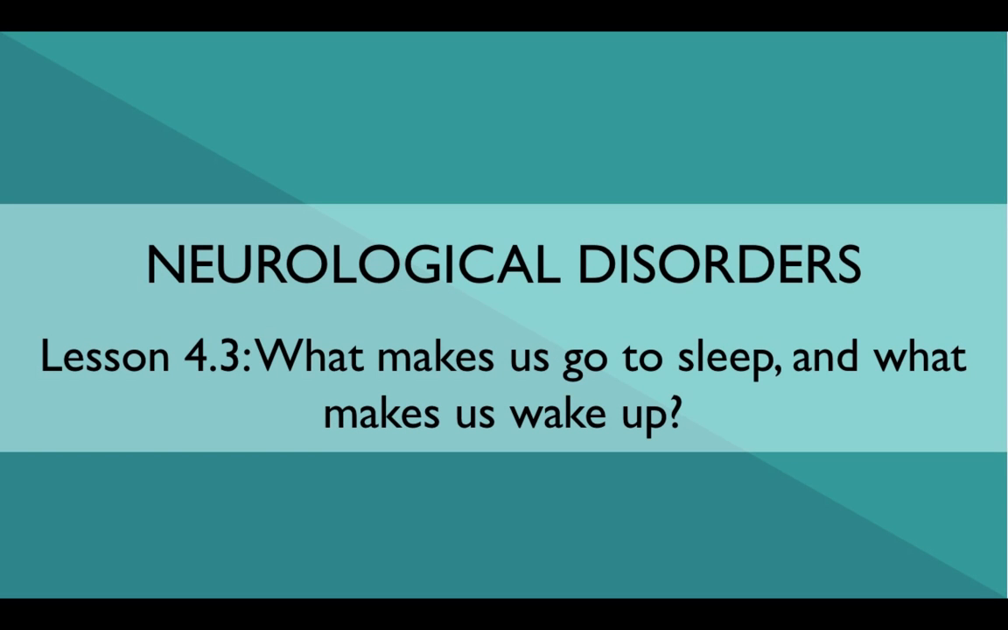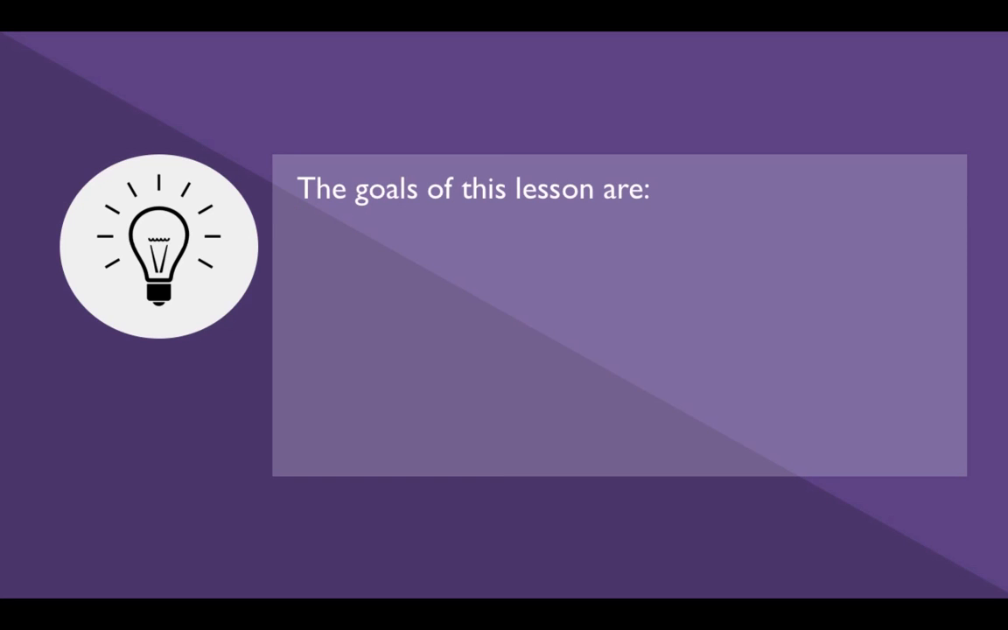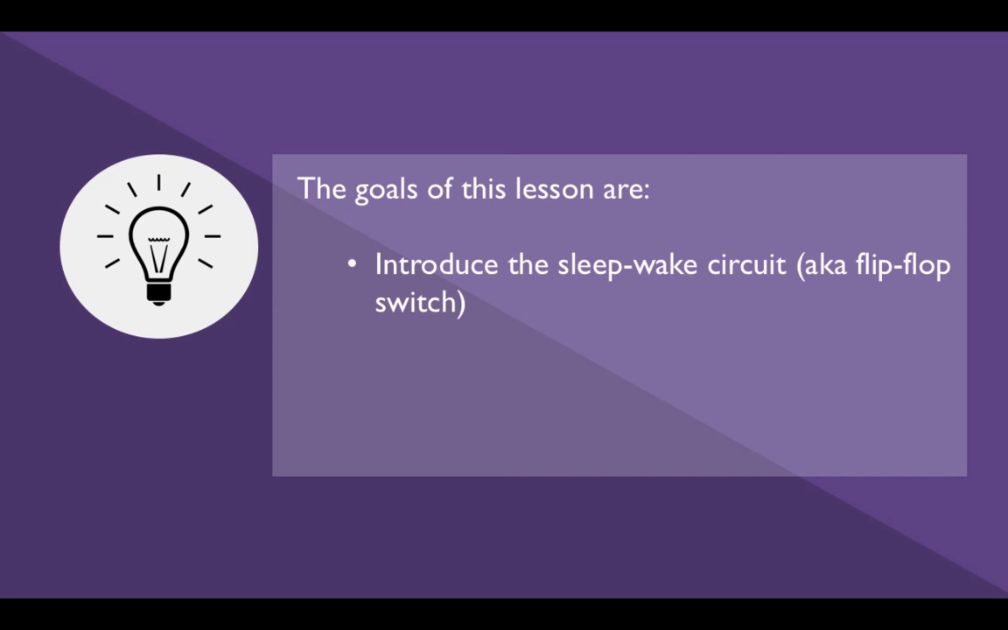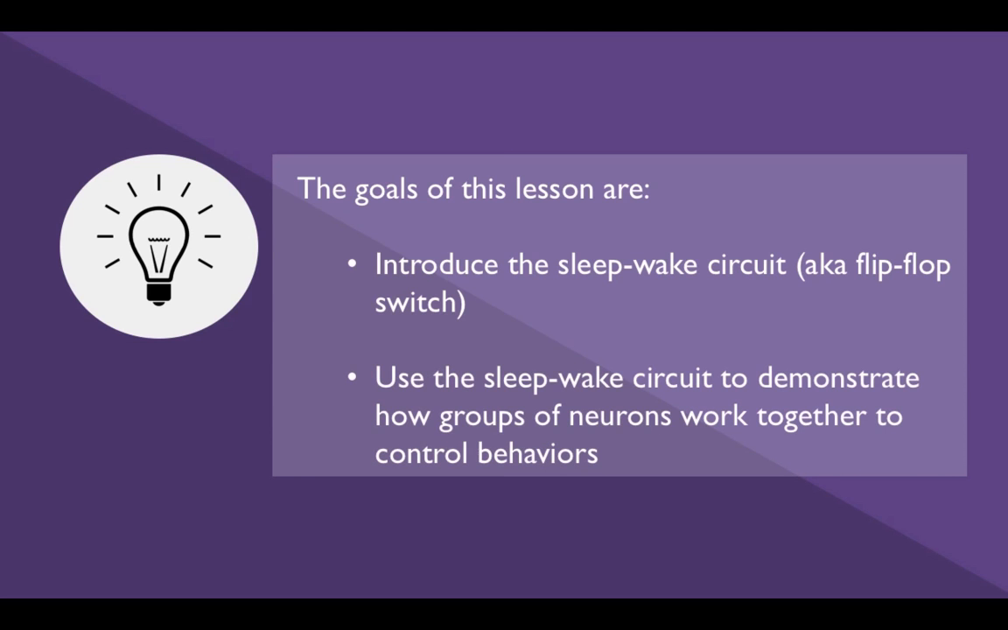Neurological Disorders, Lesson 4.3, What Makes Us Go to Sleep and What Makes Us Wake Up. The goals of this lesson are to introduce the sleep-wake circuit, also known as the flip-flop switch, and to use the sleep-wake circuit to demonstrate how groups of neurons work together to control behaviors.